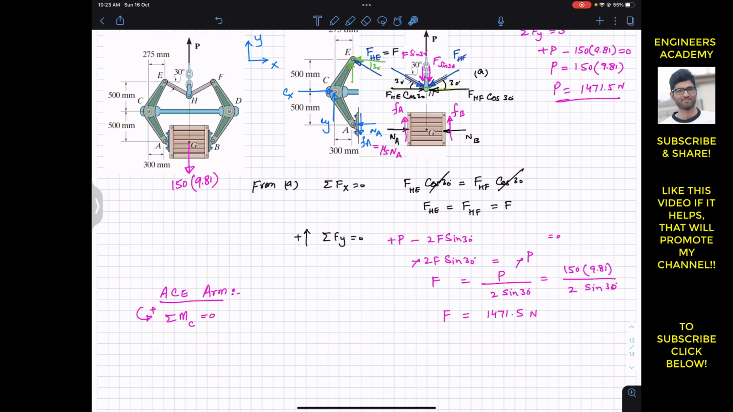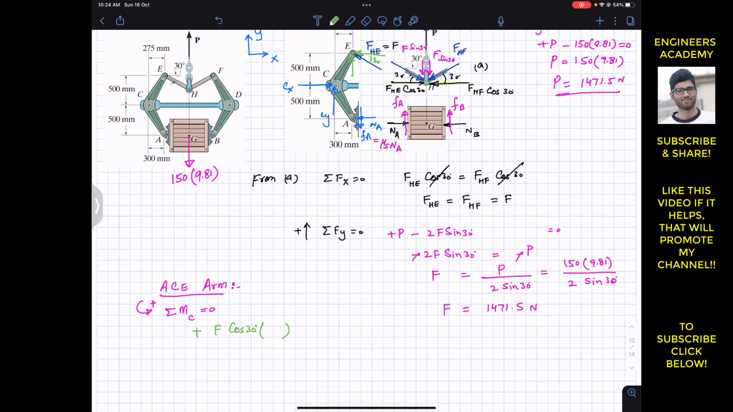To find the moment about C, this cos component is producing the moment in the counterclockwise direction. So I will write plus F cos of 30, and the perpendicular distance of this cos component from that point C is 500 mm. If we convert this 500 into meters, then this will be 0.5, so let me multiply it by 0.5 meters. And we know this F magnitude, which is 1471.5.